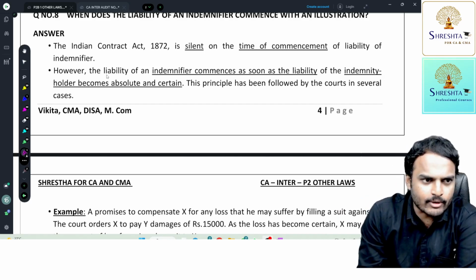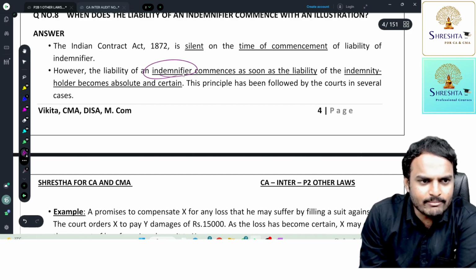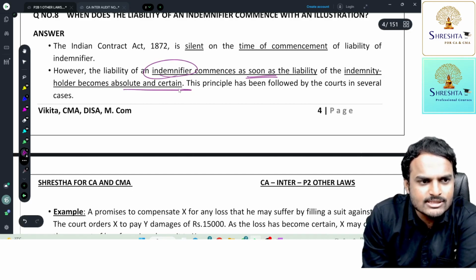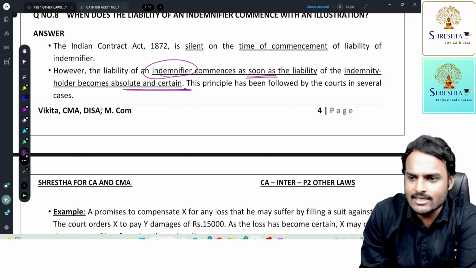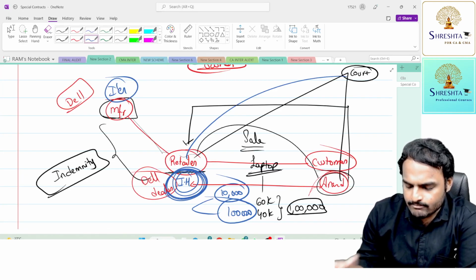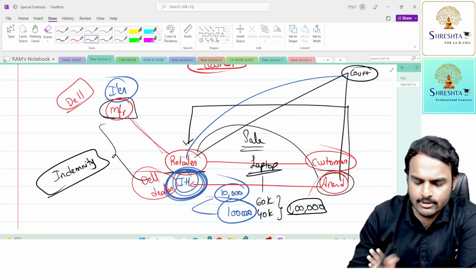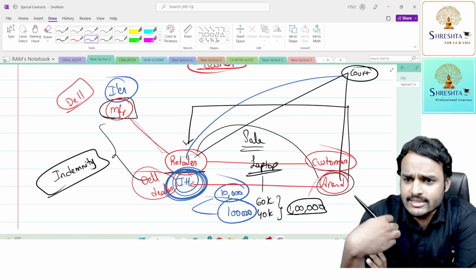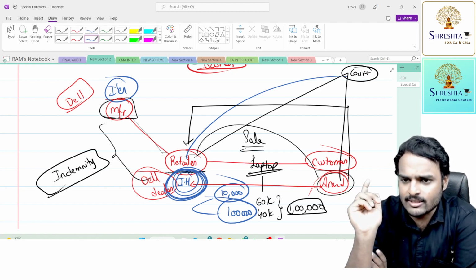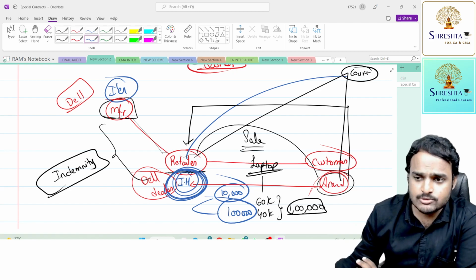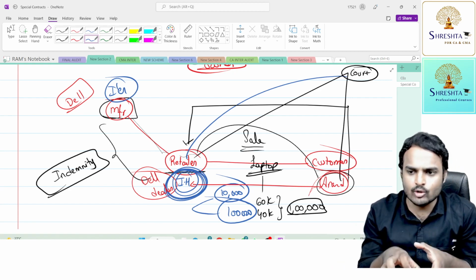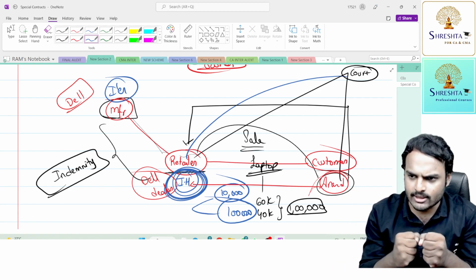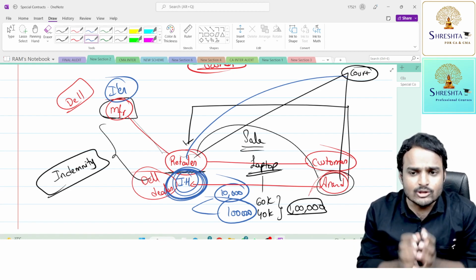But when his liability gets started, once the loss becomes absolute, right? So see the second point. However, the liability of the indemnifier commences as soon as the liability of the indemnity holder becomes absolute and certain. The principle has been followed by the courts in several cases. So in my example, the moment the court orders the retailer to pay an amount to the customer, the retailer is having two options. That means the indemnity holder. I'll talk about the indemnity holder. So the indemnity holder is having two options.